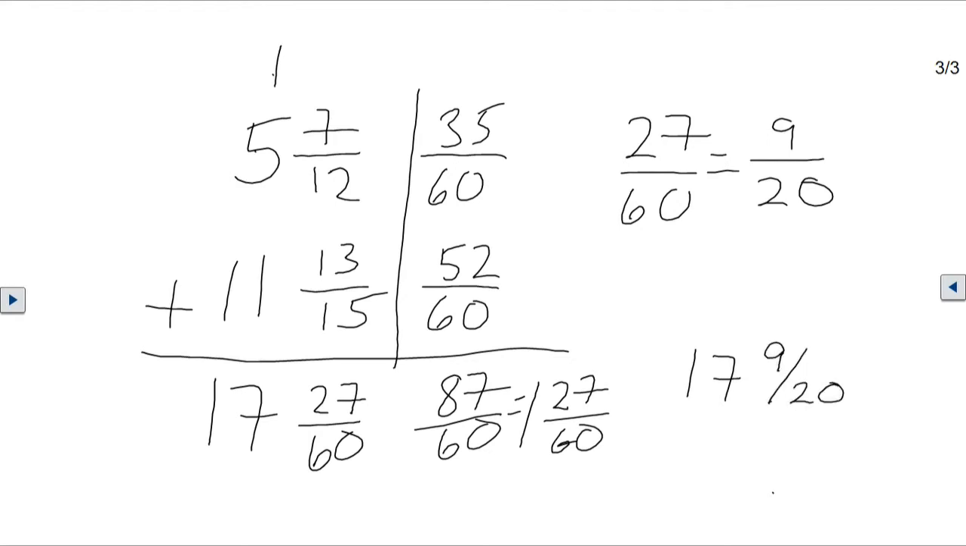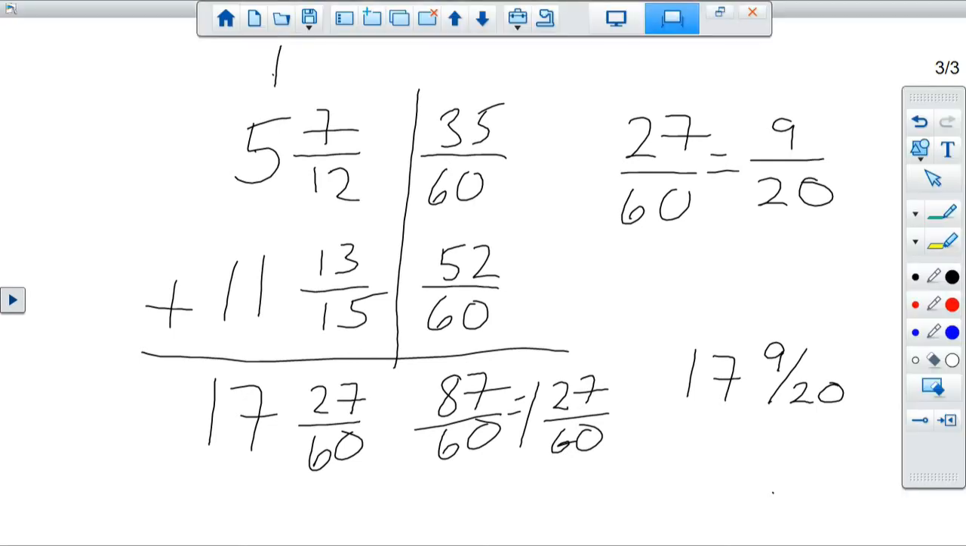Okay, so the advantage here is your numbers aren't getting as big as it would if you change to improper. You know, the tricky part is you've got to remember to carry that number over if you get a number greater than 1. Like in this case, we got 1 and 27/60ths, so we carry the 1 over to the whole number column, keep the 27/60ths as the fraction part. Okay, and then again reduce there at the end if you need to.